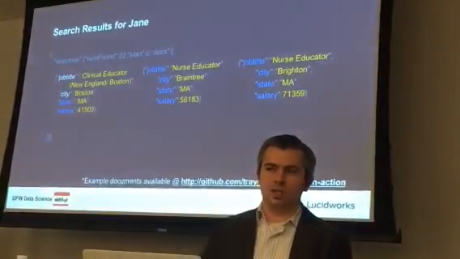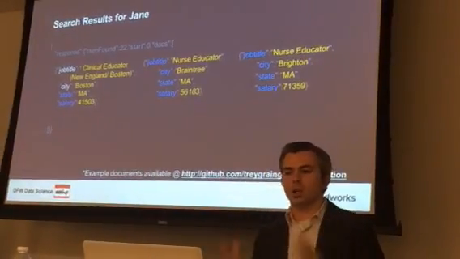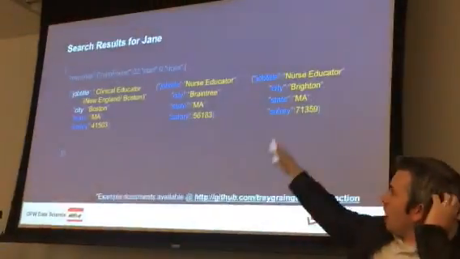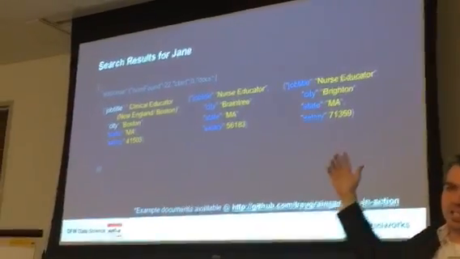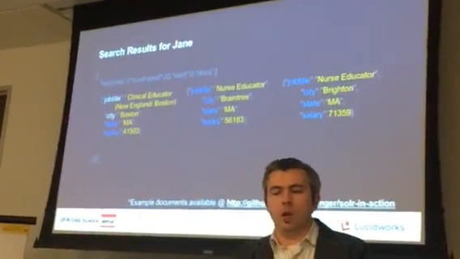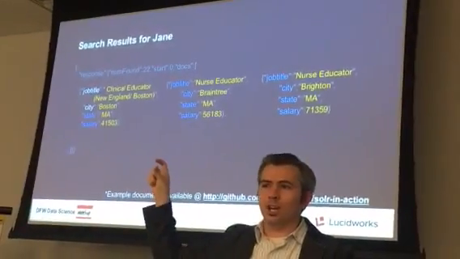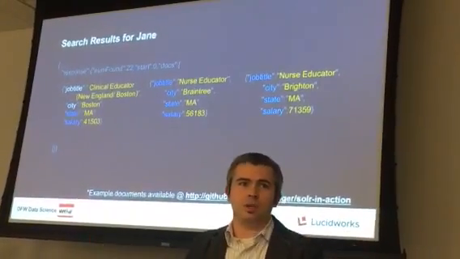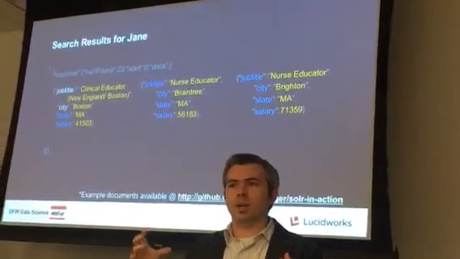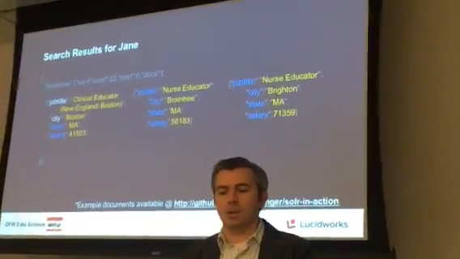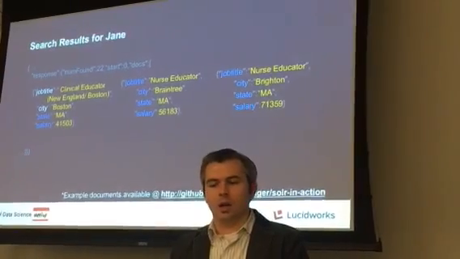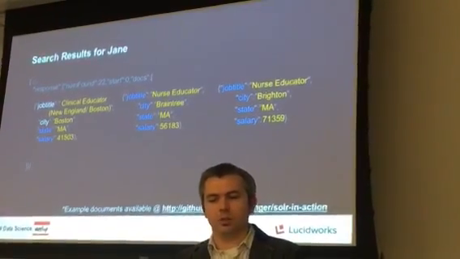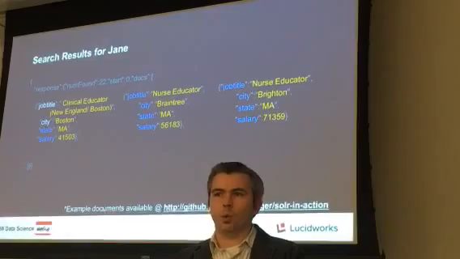So here's the results. This is all just from a really small sample data set included with Solr in Action. But notice the first job that came back is a clinical educator in Boston between $40,000 and $60,000. It's actually a nearly perfect match. It says clinical educator instead of nurse educator, but we know that it's close. The search engine is fuzzy, right? It's search engine fuzzy matching, but actually it's a really good match. The second result that came back was nurse educator in Braintree, close by, but not exactly Boston, but close. And it's also between $40,000 and $60,000.